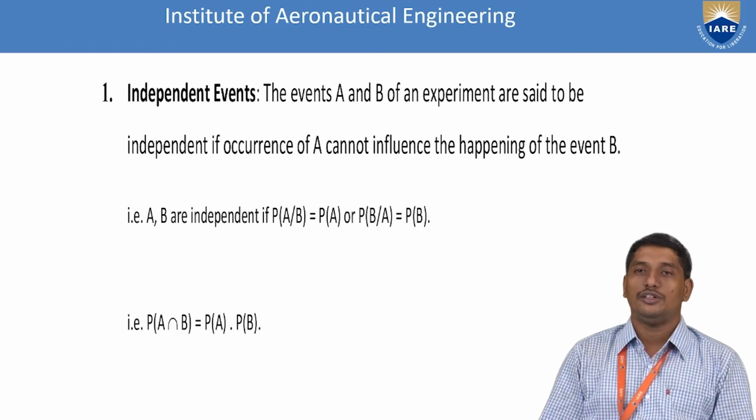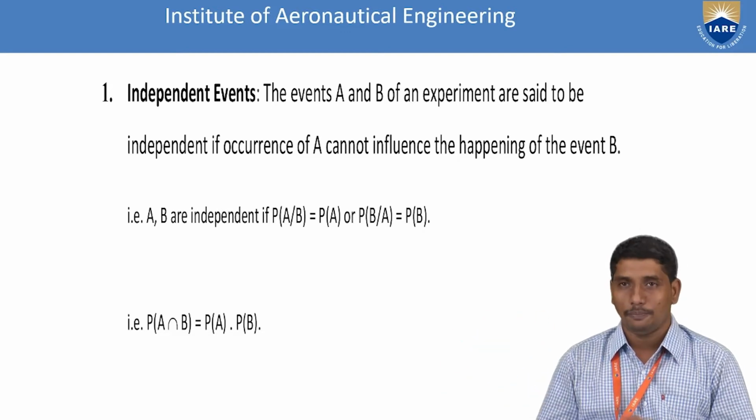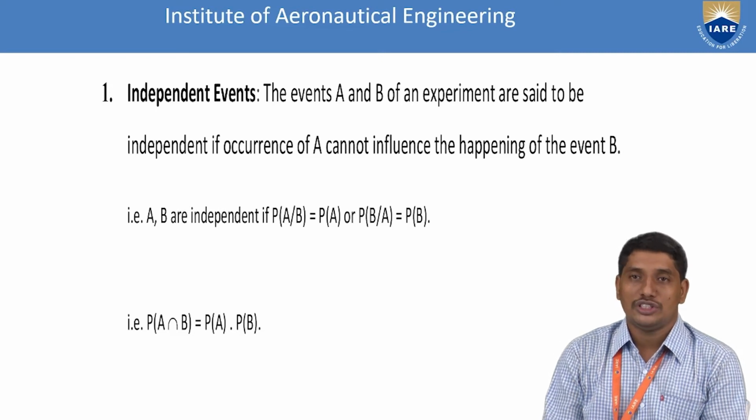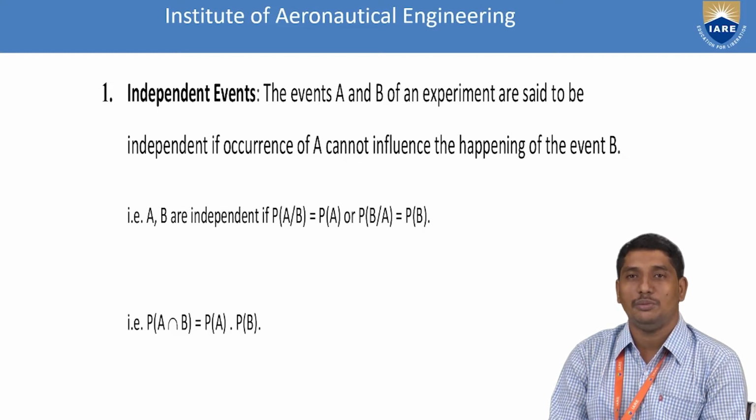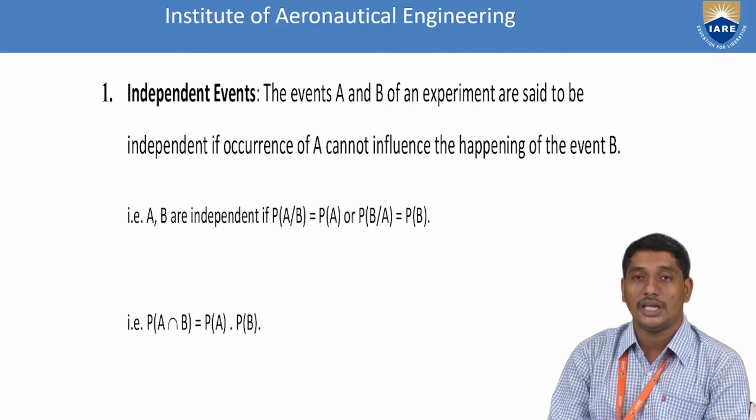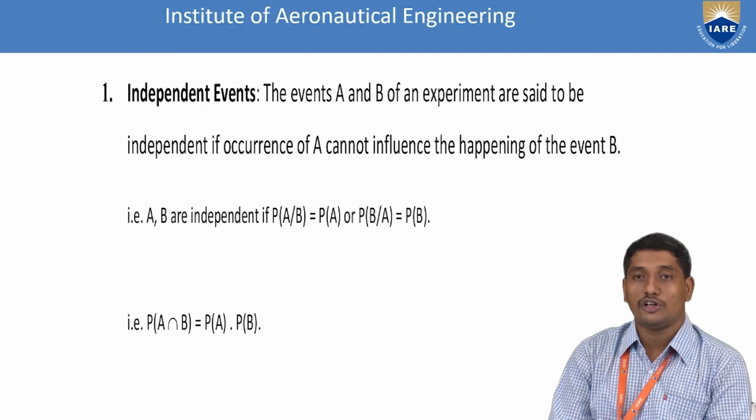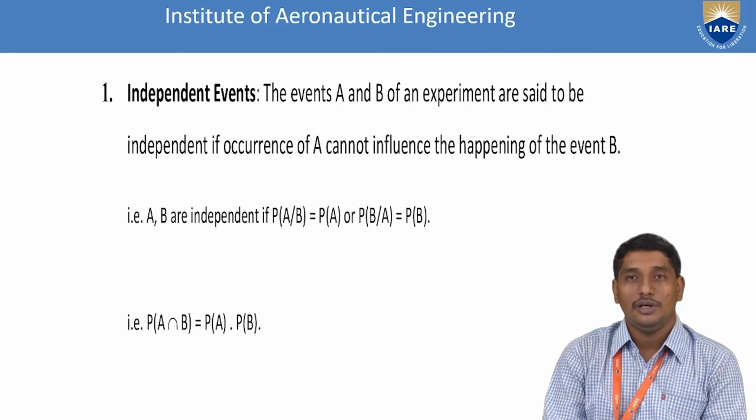So, two events A and B are said to be independent if P of A given B is equal to P of A and P of B given A is equal to P of B. And from these two equations, we can easily say that A and B are independent events if P of A intersection B is equal to P of A into P of B. That is an alternative form of interpreting independent events. Two events A and B are called independent if P of A intersection B is equal to P of A into P of B. That is, the probability of simultaneous happening of A and B will be equal to the product of the probabilities of happening of A and happening of B. That is known as independent events.